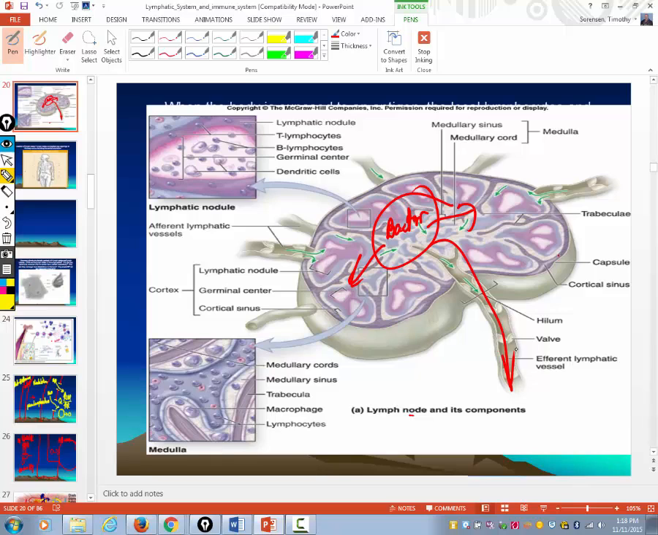How do you know your lymph nodes are making specific B cells and T cells to attack that infection? They become swollen and inflamed. That's how you know. And watch. If you have an infection in your foot, where are your nearest lymph nodes? In your groin. If you have an infection in your throat, where are your nearest lymph nodes? Submandibular and cervical lymph nodes.